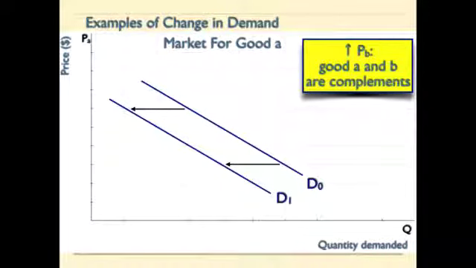So make sure you're comfortable with the terms normal and inferior good. What does that mean? What does it mean when price or income changes when we're trying to analyze a situation involving a normal good? Also know the difference between a complementary good and a substitute good, and how a price change of a related good is going to impact the demand for good A. So if A and B are related to one another, how does the change in the price of B impact the demand for good A?